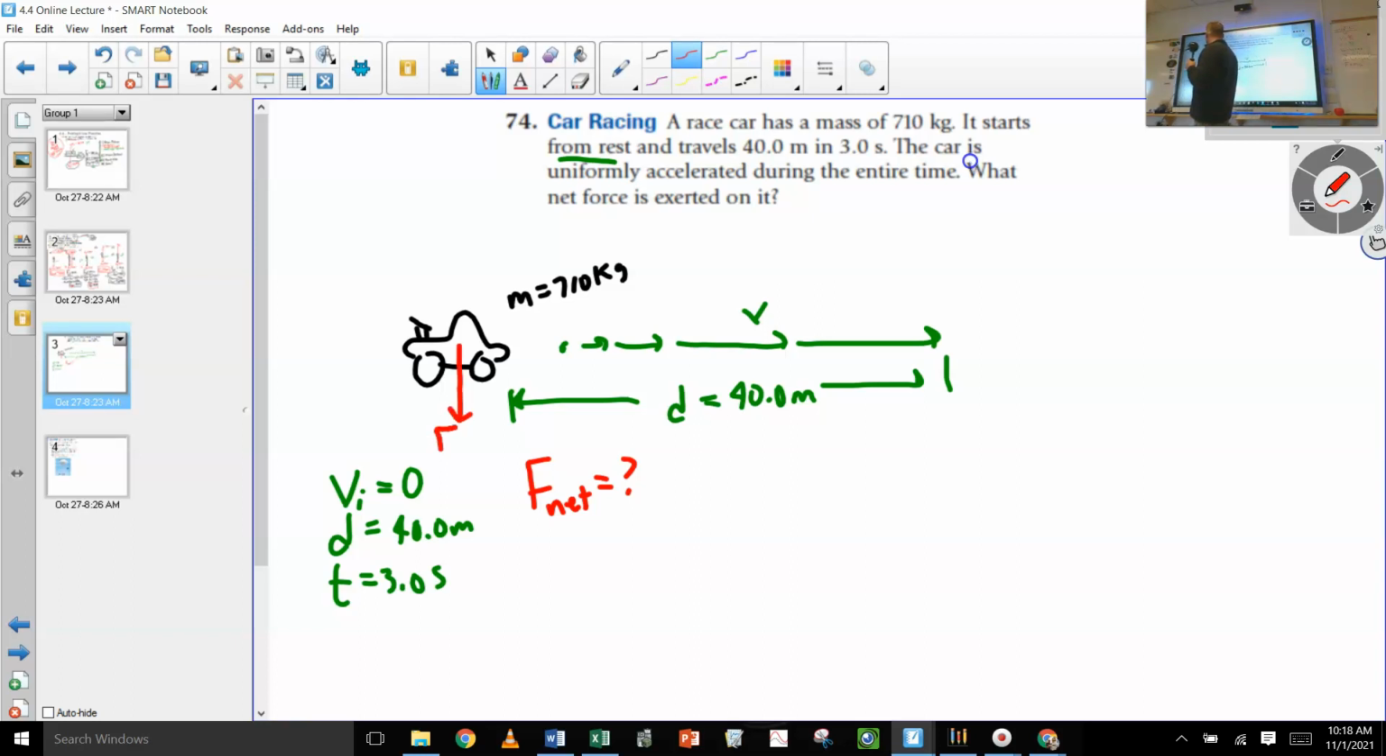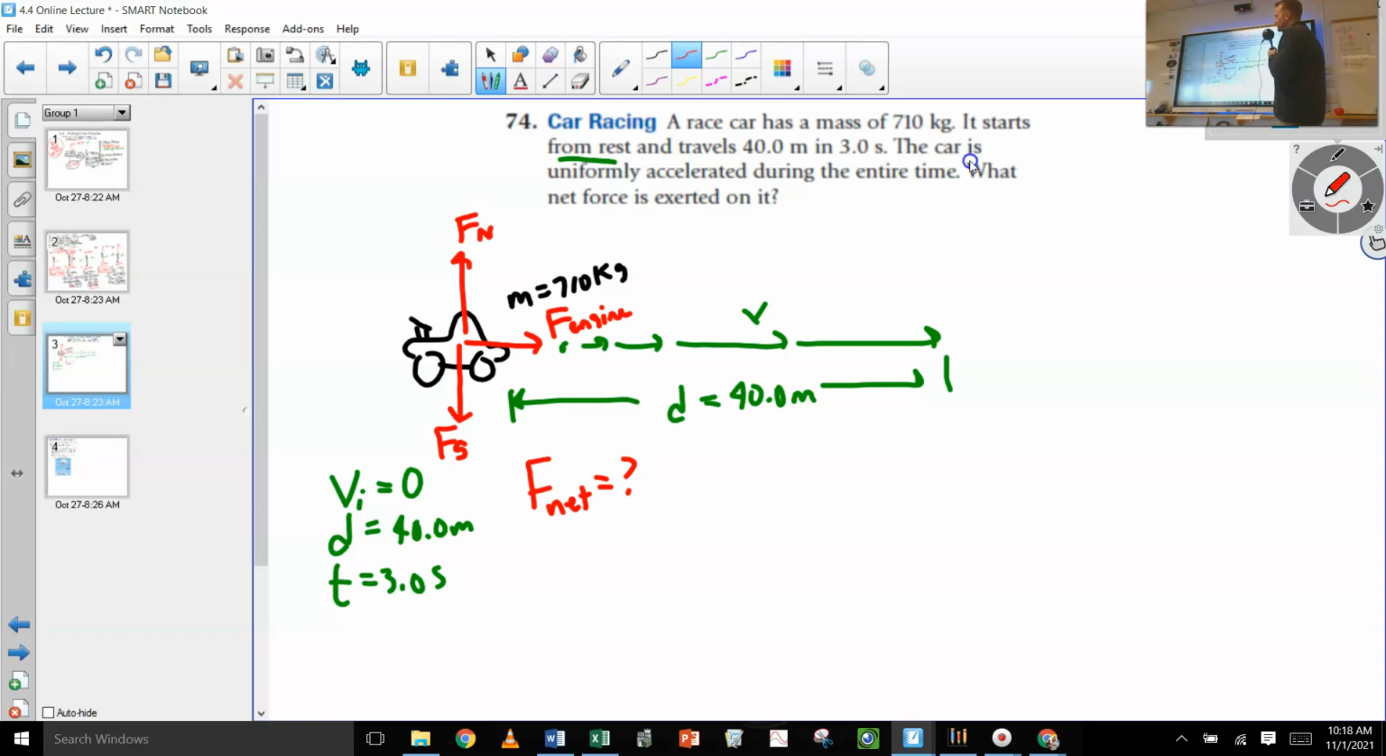This car, there's gravity pulling down on it. If it's on the ground, there's a normal force that's equal and opposite because the car isn't floating off into space or diving down towards the center of the earth. And it's accelerated. So this thing's getting faster. So something is pushing it forward. The engine.